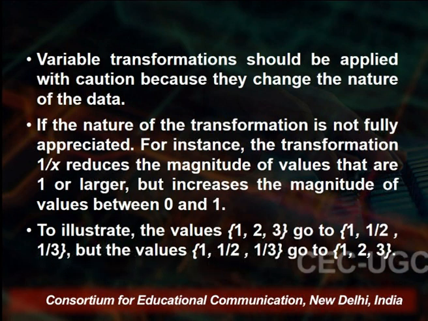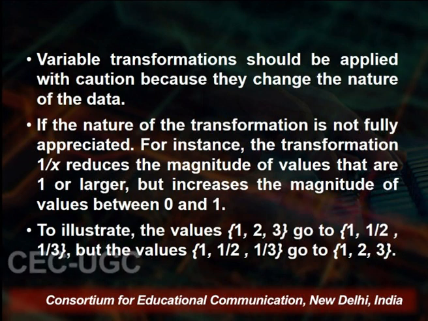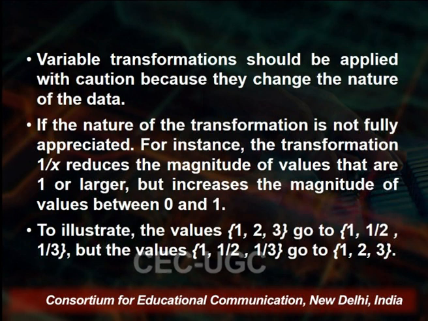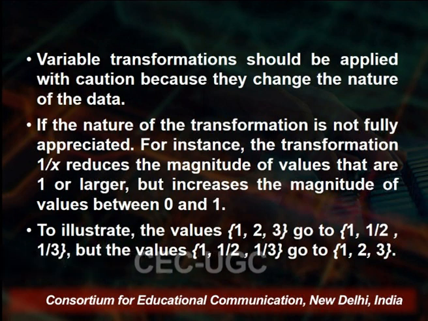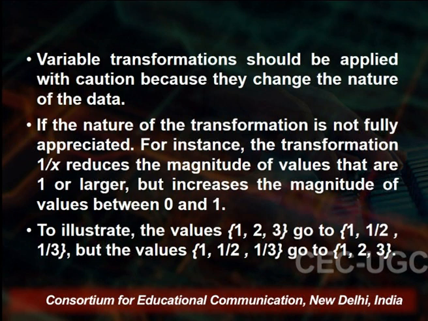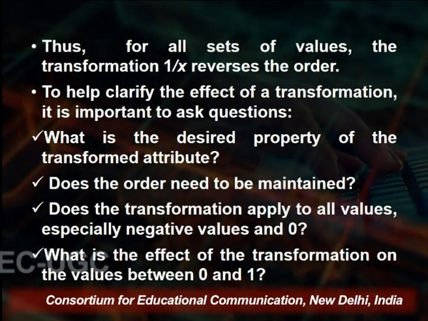But if the values are 1, 1 upon 2 and 1 upon 3, now in this case the values will become 1, 2 and 3, because you are going to divide 1 upon 2 by 2, so it will give you the value 2. So it is important that this is clearly understood, because here the nature of the value is changing when you are applying the transformation. So for all sets of values, the transformation 1 upon x reverses the order.